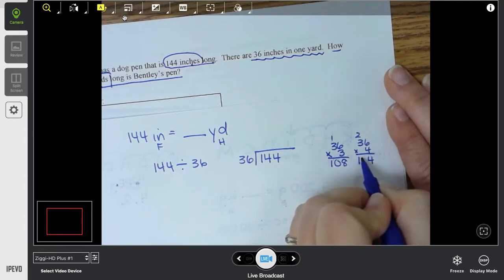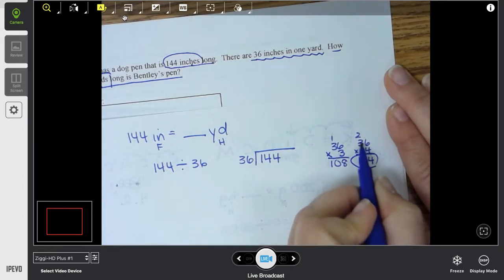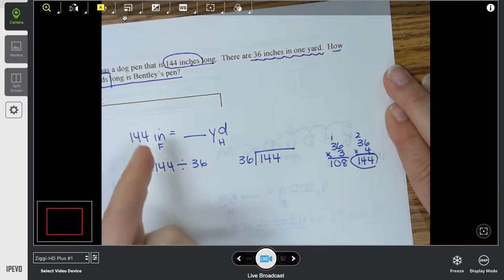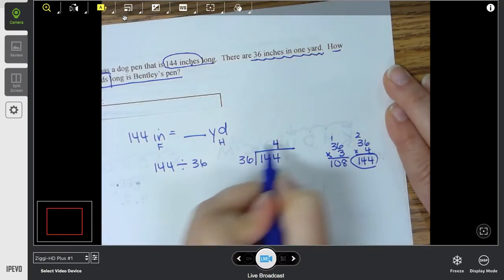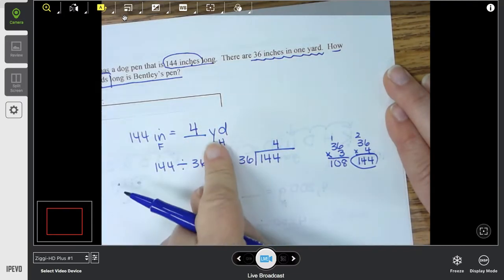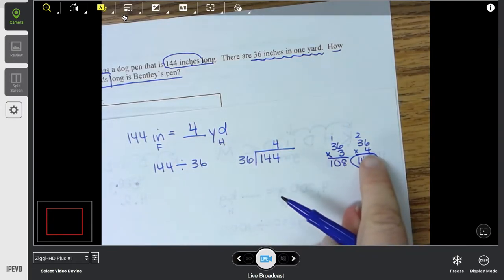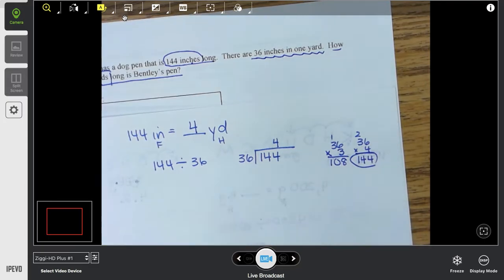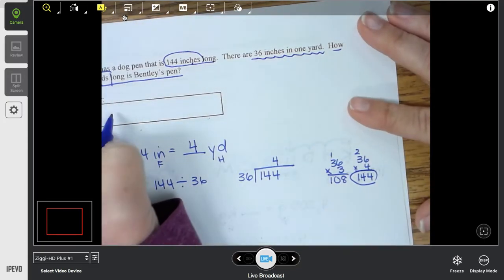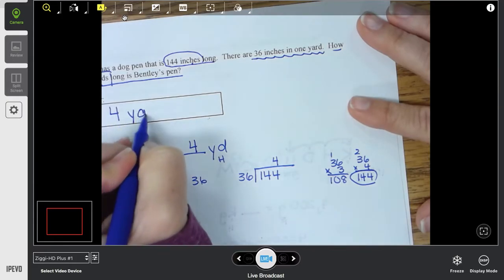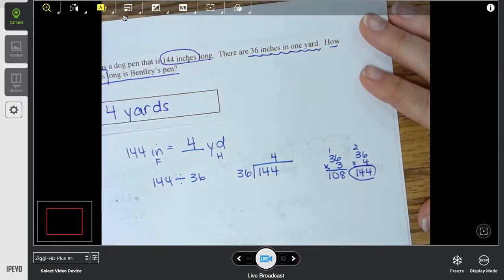12 plus 2. Oh, how perfect. 4 sets of 36 make 144. Perfect. So I can put that in 4 times. 4 yards equals 144 inches. So if I want to check it, there's my yards times the 36 inches in each one of those yards is 144. So Bentley's dog pen is 4 yards long.